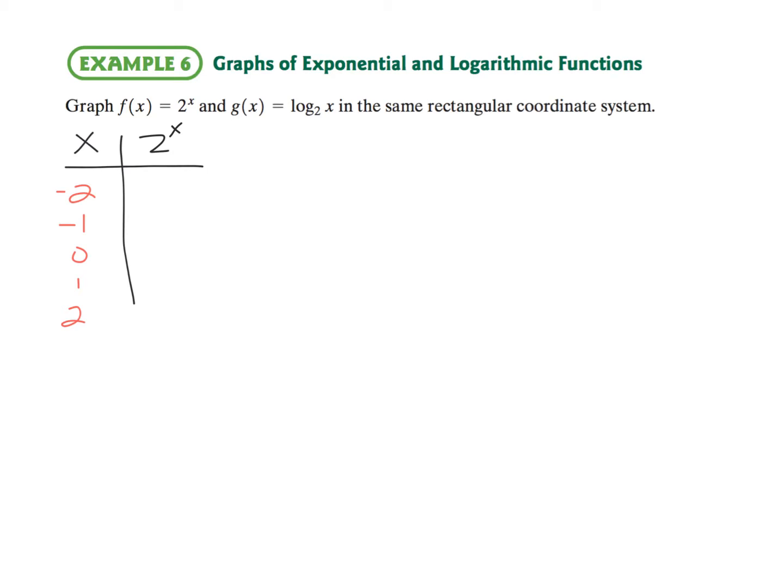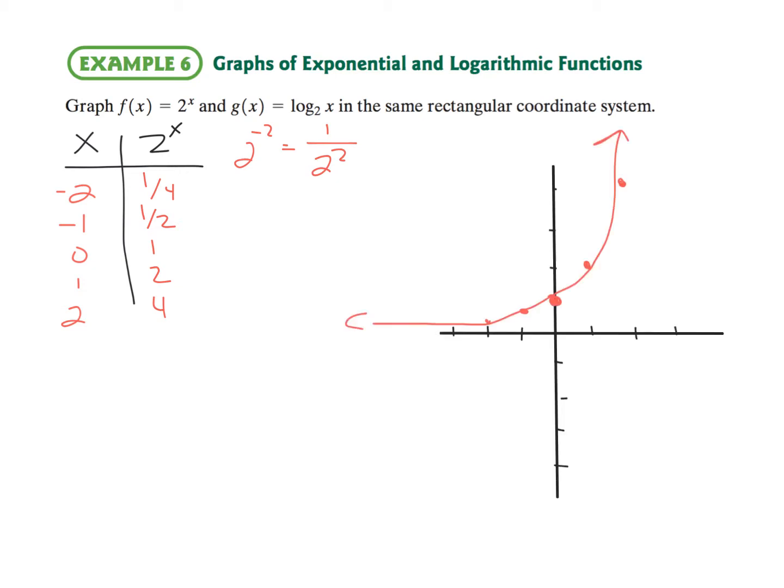we can quickly calculate these out to be, so when x is -2, we get 1/4, because remember, 2 to the -2 is the equivalent of 1 over 2 squared. So when x is -1, we get 1/2. 2 to the 0 power is 1, 2 to the first power is 2, and 2 to the second power is 4. So I'll quickly graph these. Alright, so here's the graph for f of x. So let me write that in red. So that's f of x in red.